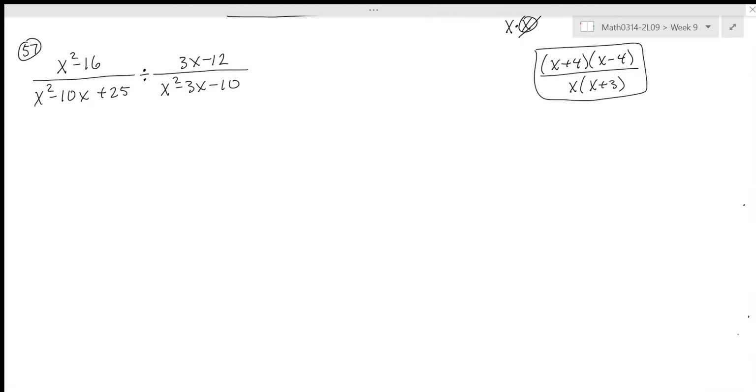And do y'all see the major difference in this problem compared to the last one? What's the major difference here? It's division, yeah. And when you have division with fractions, you've got to remember the KCF. Keep, change, flip.